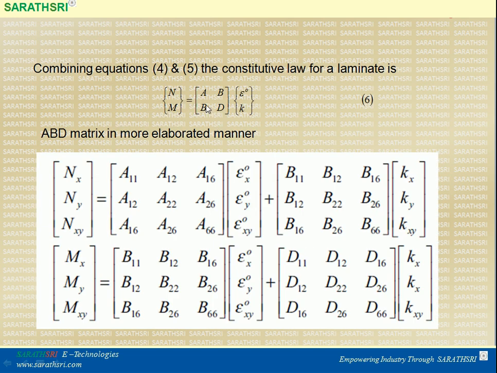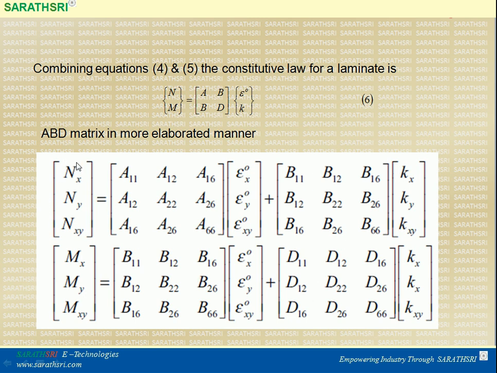So in a nutshell, total forces and moments can be written as a matrix times strains and curvatures. This matrix is known as the laminate stiffness matrix, or simply the ABD matrix. That can be expanded into XY terms. So this is the A matrix, B matrix, and D matrix.